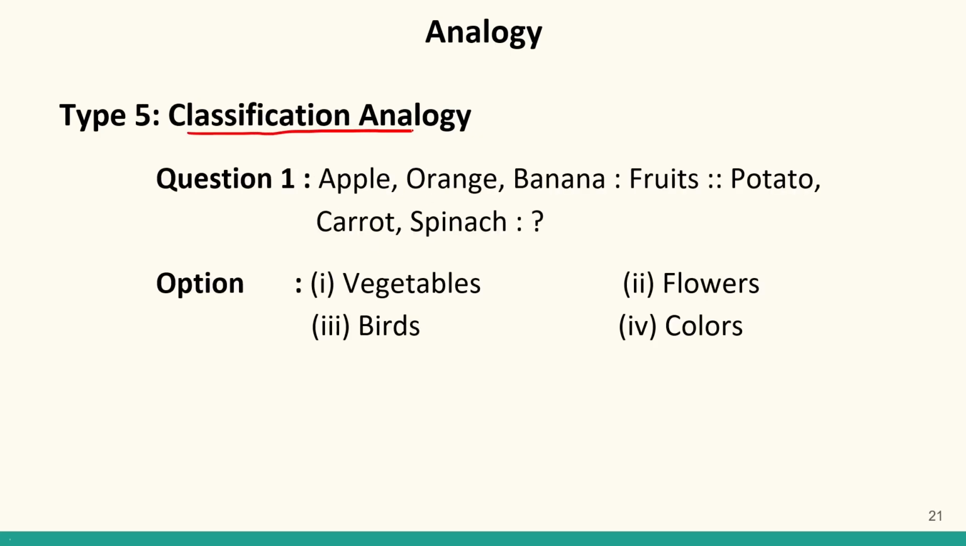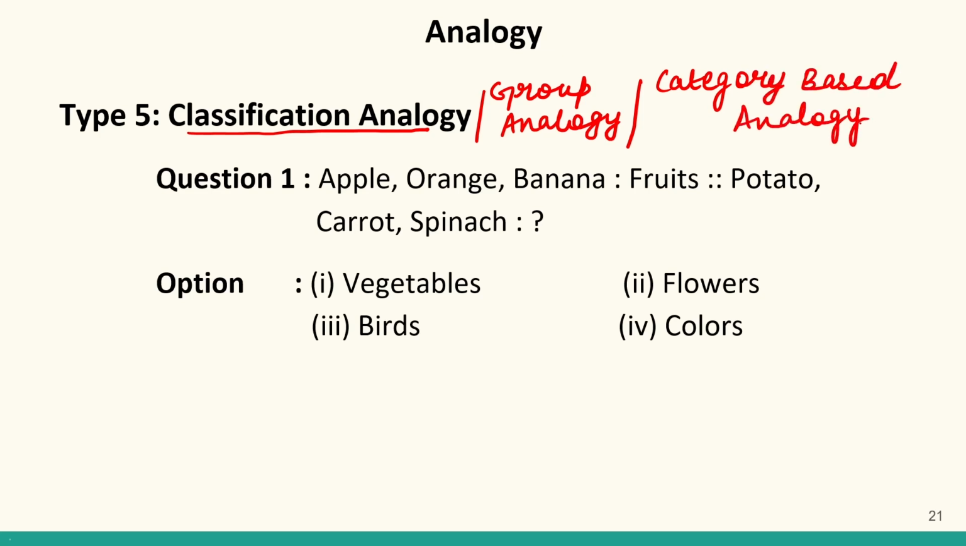Then we have classification analogy. This is also called group analogy, and it can also be called category based analogy. In these types of questions, this forms the first pair of words, or the first couple of words, and this is the second couple of words, right?